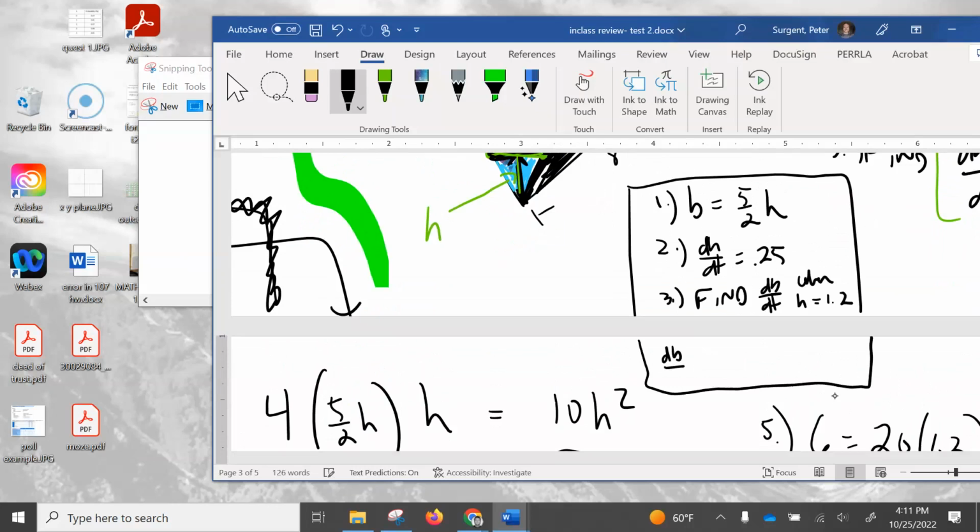dB/dt equals 5/2 dH/dt, and dH/dt we know is 0.25. So my answer then is, what is that? That's just 5/8 meters per second. Okay. No questions?